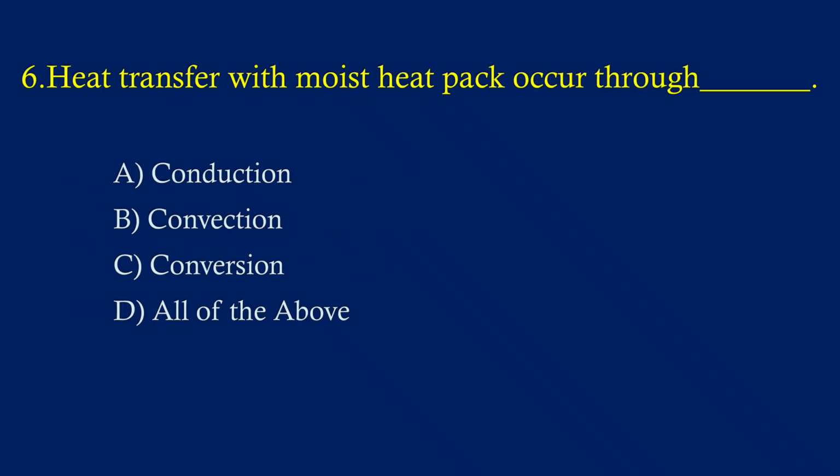Let's see the number 6. Heat transfer with moist heat pack occurs through dash. A. Conduction, B. Convection, C. Conversion, D. All of the above. Think. So here the correct answer is A. Conduction. Moist heat pack transfers the heat through the direct contact, okay, which is conduction.